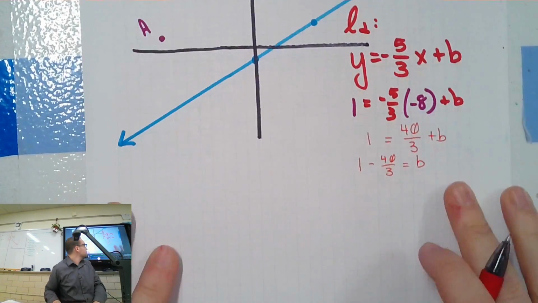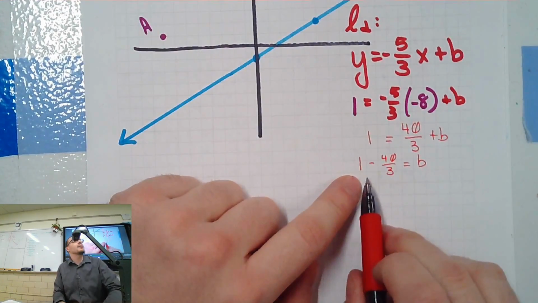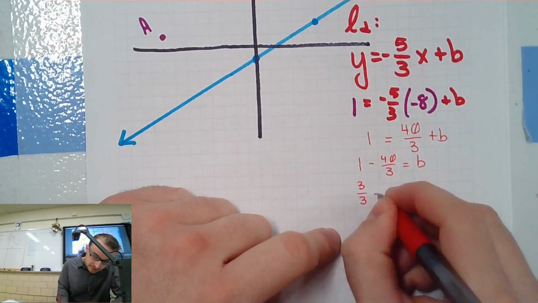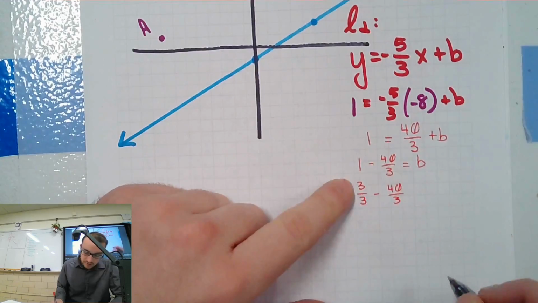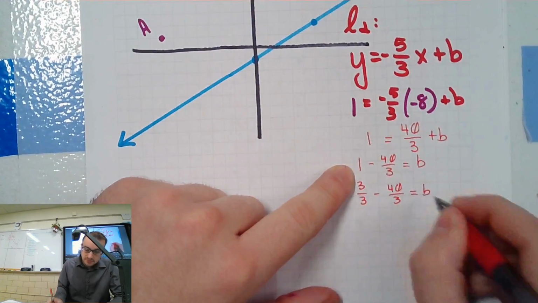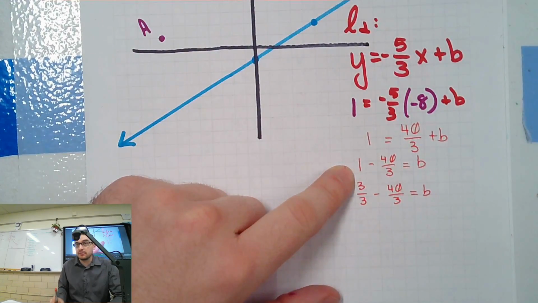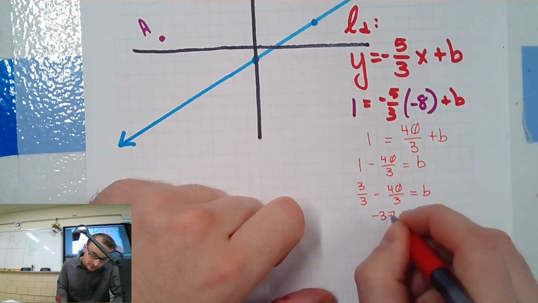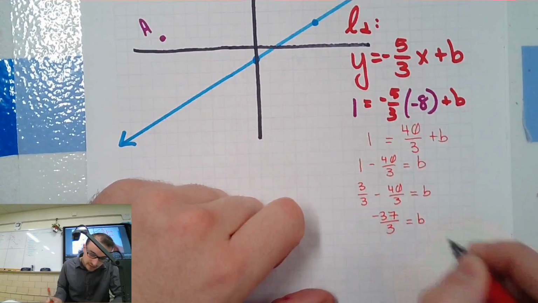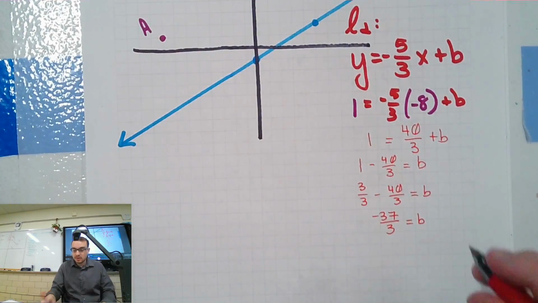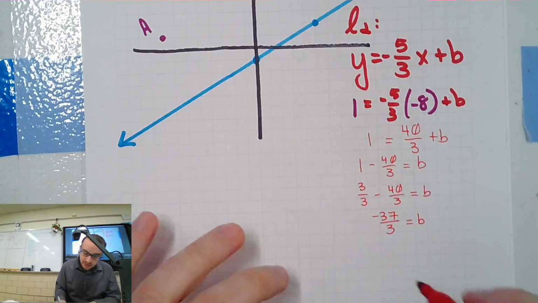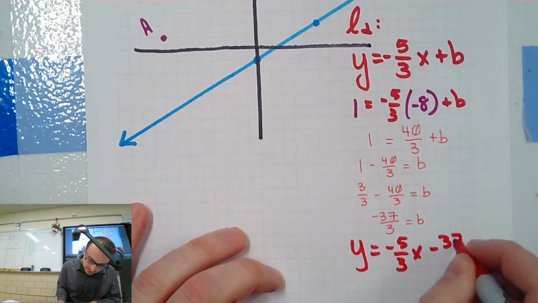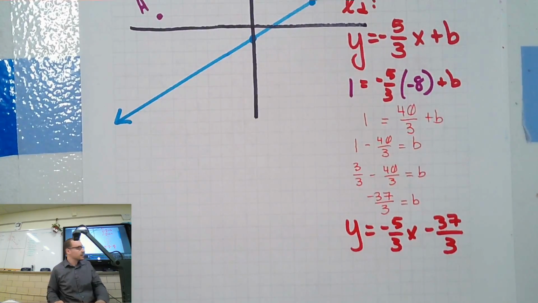It's a little gross, but it's going to be fine. We need common denominators. How many thirds are in 1? 3. So we have 3/3 minus 40/3. And you can check that. Is 3 divided by 3 still 1? Then we didn't change the problem. We just made it look different. Totally legal. 3 minus 40, negative 37 over 3. Ugh, gross. That's what this line of reflection is. It's y equals negative 5/3 x minus 37 over 3. Disgusting.